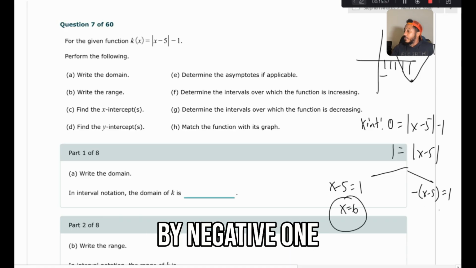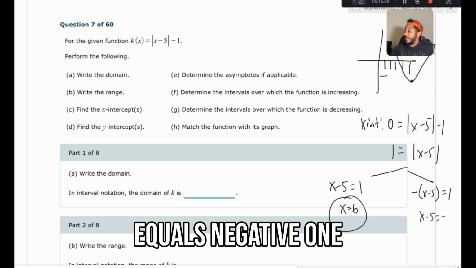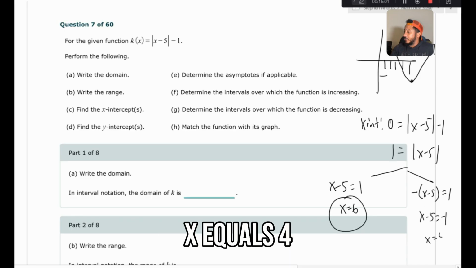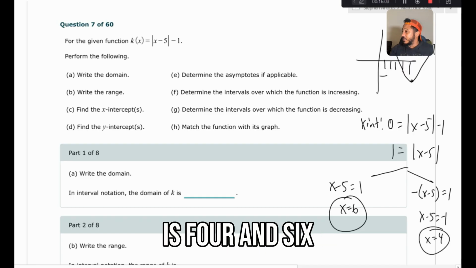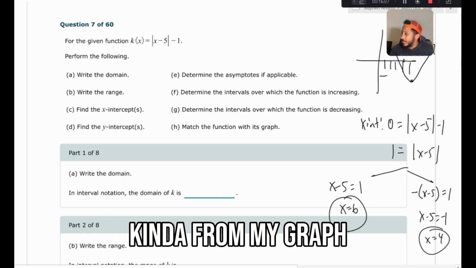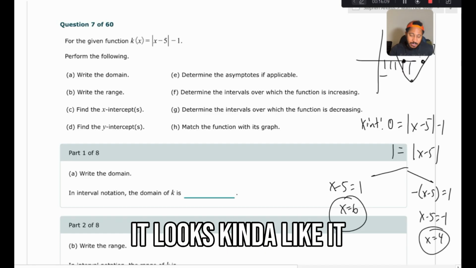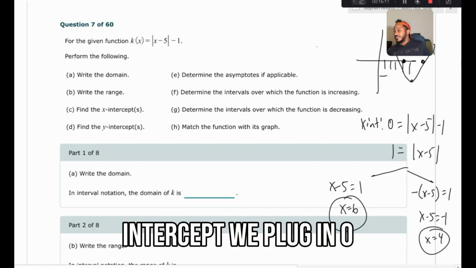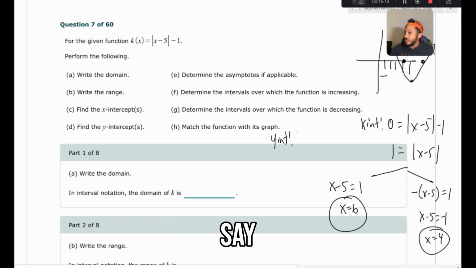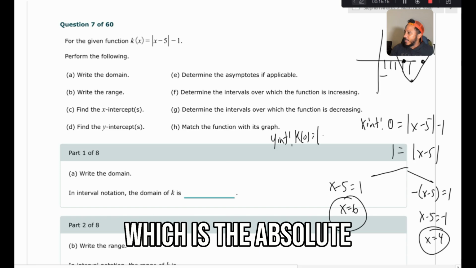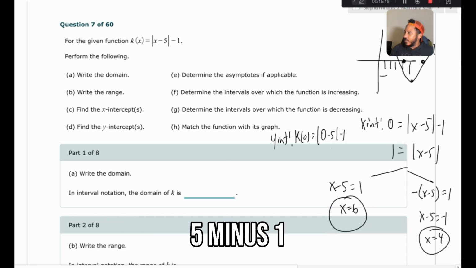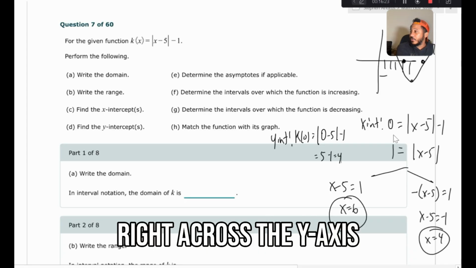Here if I divide by negative 1, we get x minus 5 equals negative 1. Adding 5, we get x equals 4. So those would be my x-intercepts, 4 and 6. Which, from my graph, kind of makes sense, it looks like it. To find the y-intercept, we plug in 0, right? So k of 0 is absolute value of 0 minus 5, minus 1, which is 5 minus 1, so 4. So that would be our y-intercept. We cross the y-axis at 4.